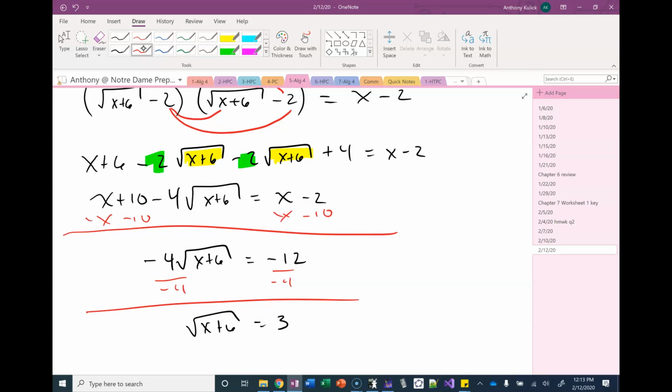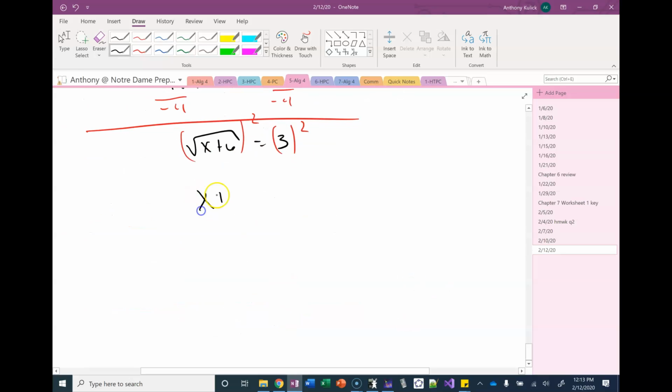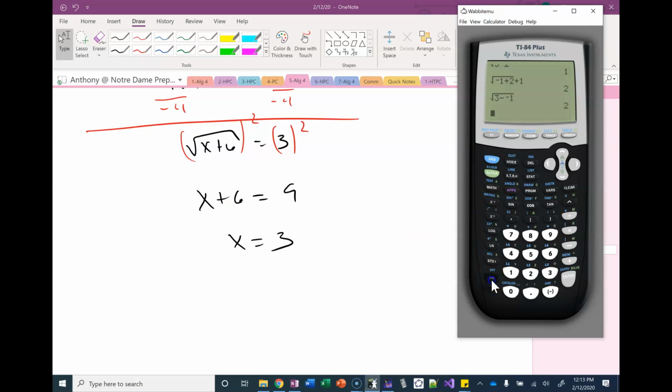Do what? Yeah, you're going to square both sides again, right? To get rid of the square root. So what does that leave me when I square both sides? x plus 6 equals 9, giving me x equals 3. Am I finished? Gotta check. But at least I only have one number to check, right?